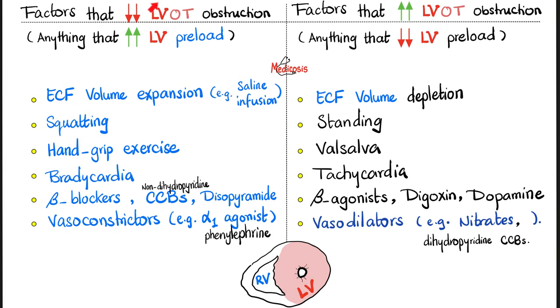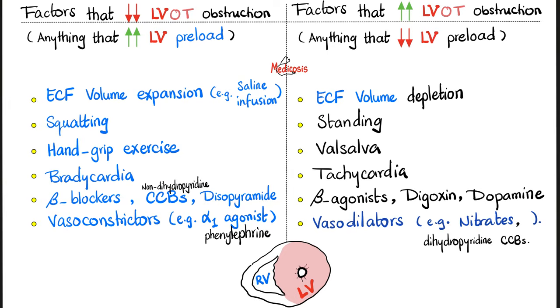What are the factors that decrease the left ventricular outflow tract obstruction and therefore improve the disease? And what are the factors that make the obstruction worse and worsen the disease? Remember when we said more blood, less murmur. If you want less murmur, give me more blood. Increase the preload. So if you give me more fluid, you will increase my blood volume. This is done by saline infusion.